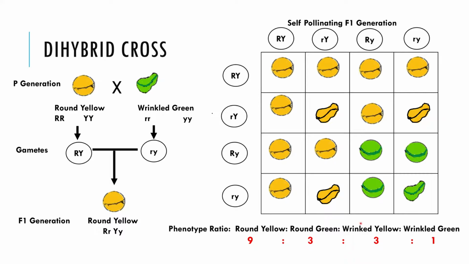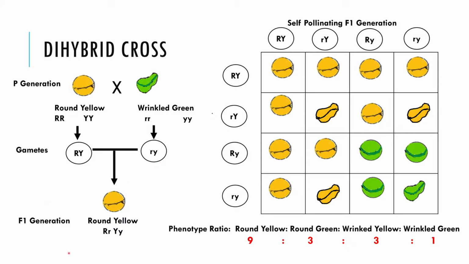Now let us look at a dihybrid cross. In this case, we are looking at two traits. One is the seed shape, which is round or wrinkled, and the other is seed color, which is yellow or green. So if you are crossing two pure lines, the parental generation would be a round yellow seed and a wrinkled green seed. The genotype would be as shown here, uppercase RR and uppercase YY, and lowercase rr and lowercase yy. And the possible gametes would be uppercase R and Y and lowercase r and y.